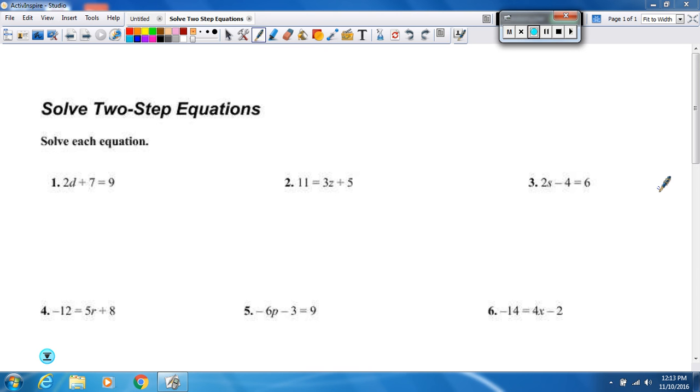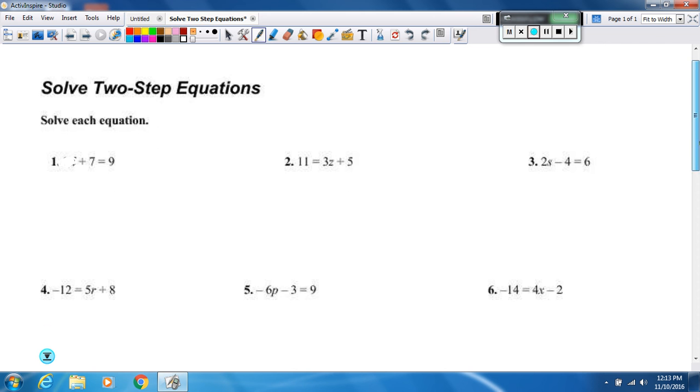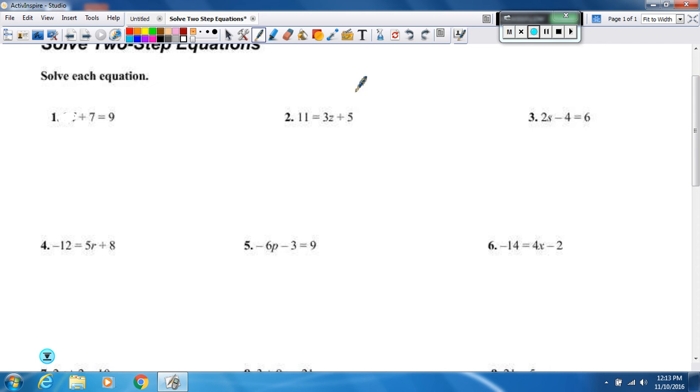Okay, in order to solve two-step equations, you want to take your finger and cover up the letter and whatever is attached to it. So if you take your finger and cover up the 2D, it tells you what you need to get rid of, and you always get rid of things by doing opposites. So the opposite of positive 7 is negative 7, so I'm going to subtract 7 on both sides.